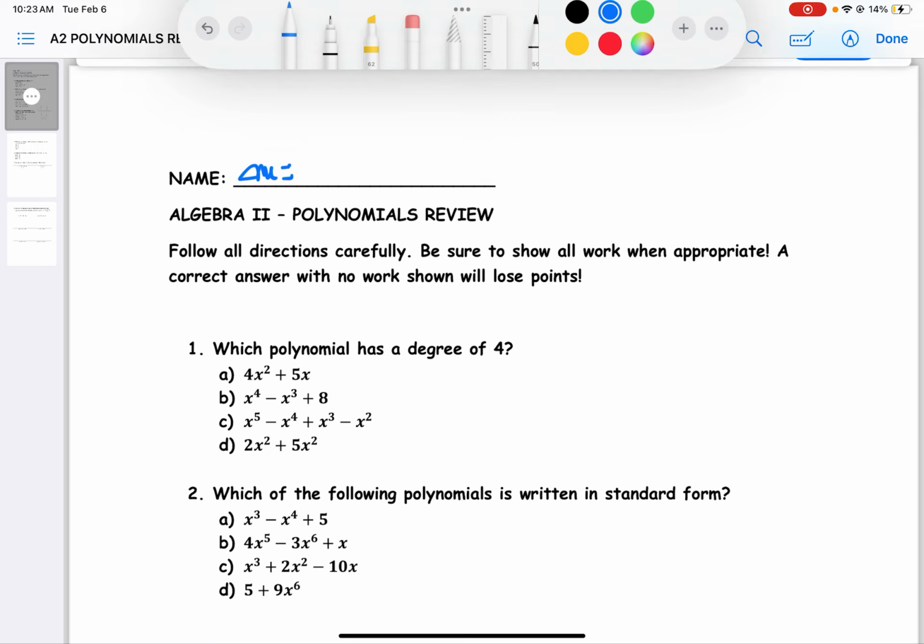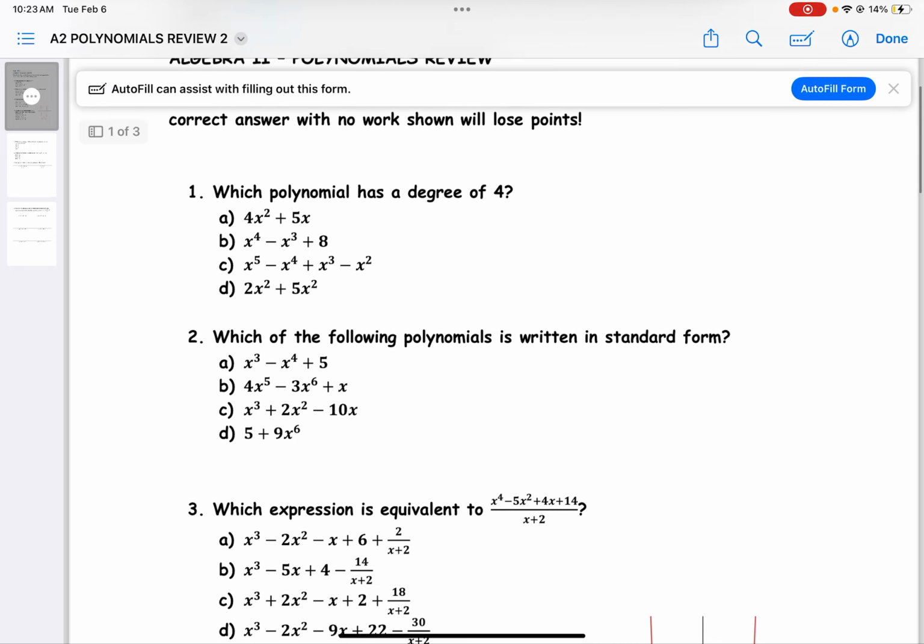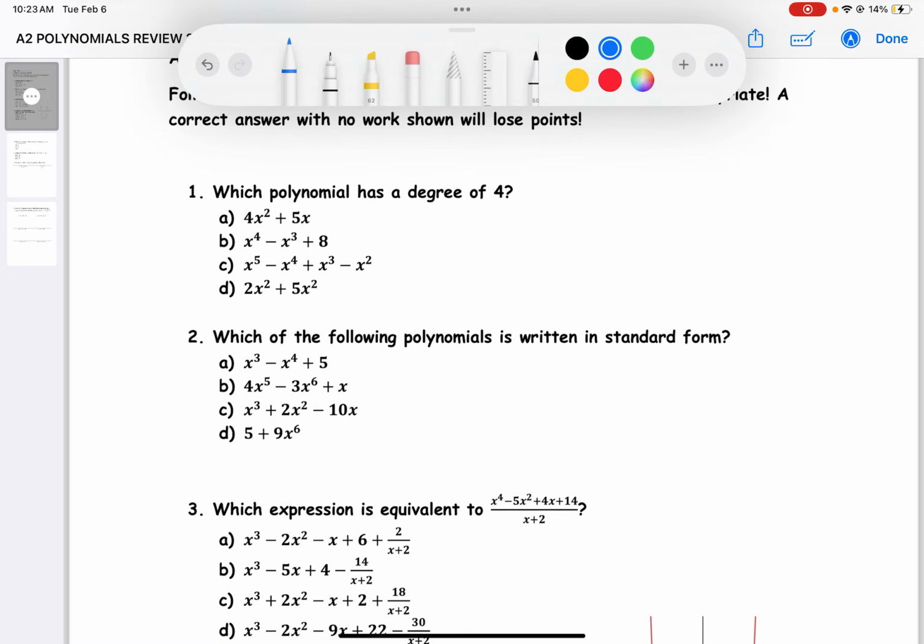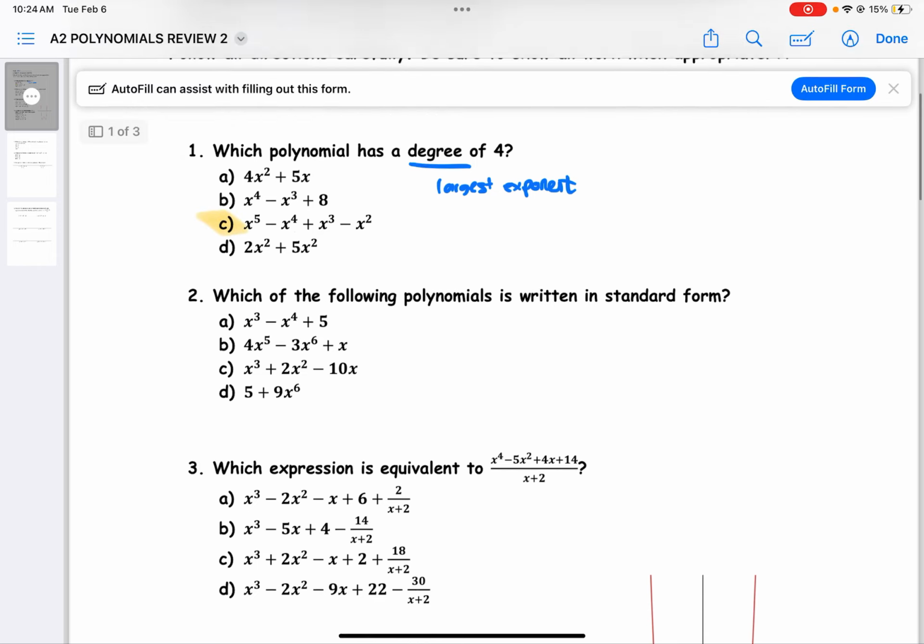So to waste no time, let's get started. Number one, which polynomial has a degree of 4? When we think of degree, we think of the largest exponent, always. So a quadratic has a degree of 2 because its largest exponent is a 2, because it's a squared function, right? So in this case, I'd look for the largest exponent, not the largest coefficient, and that would be b. Actually, no, it would be c, because c has an x to the 5th. That's what I'm looking for.